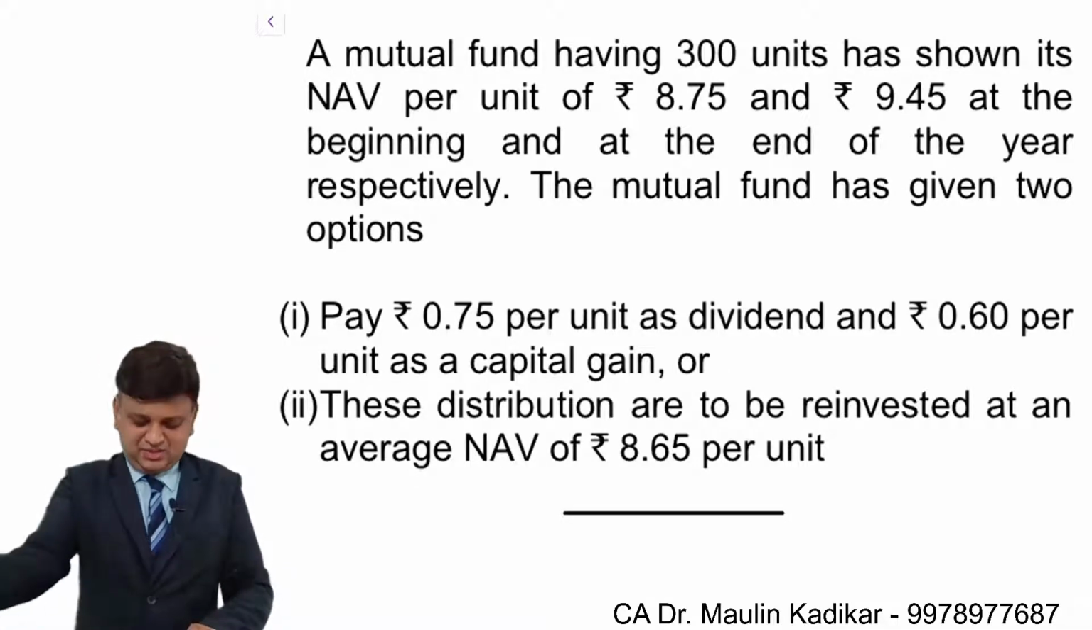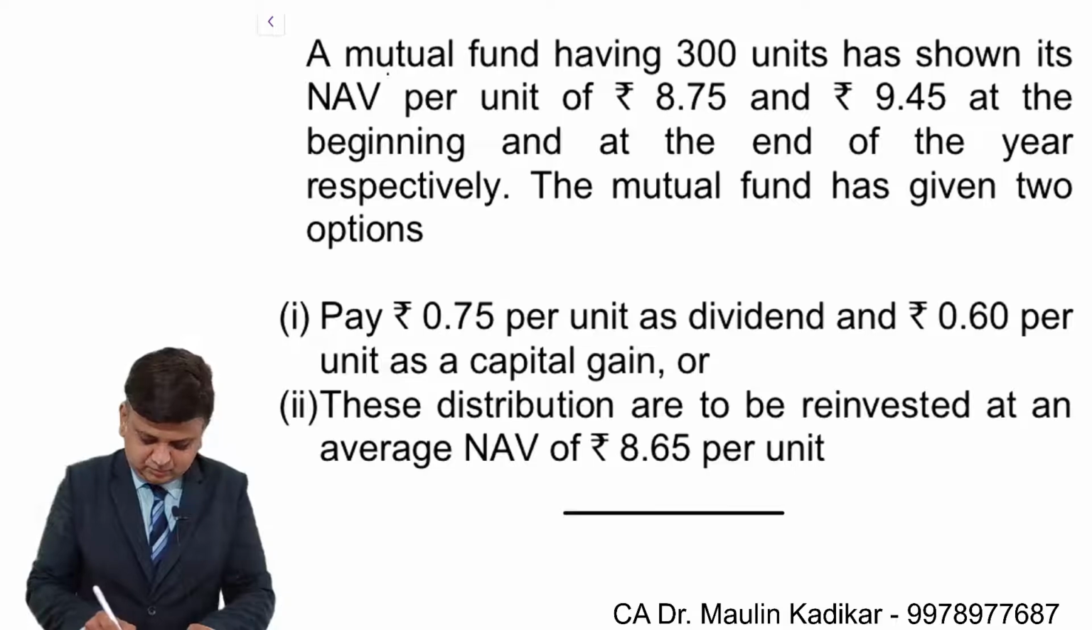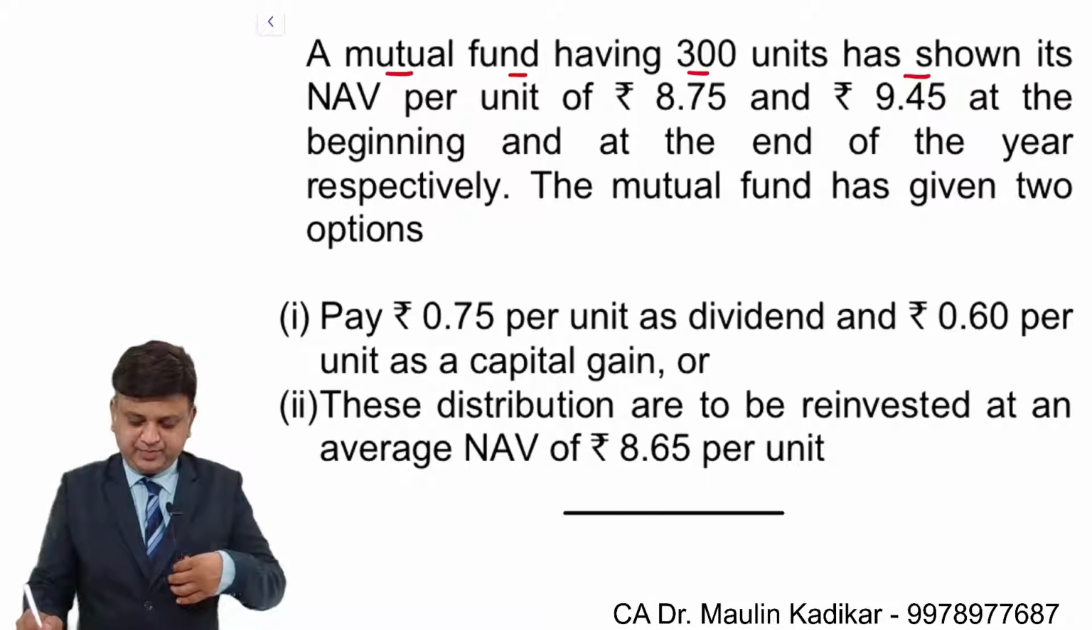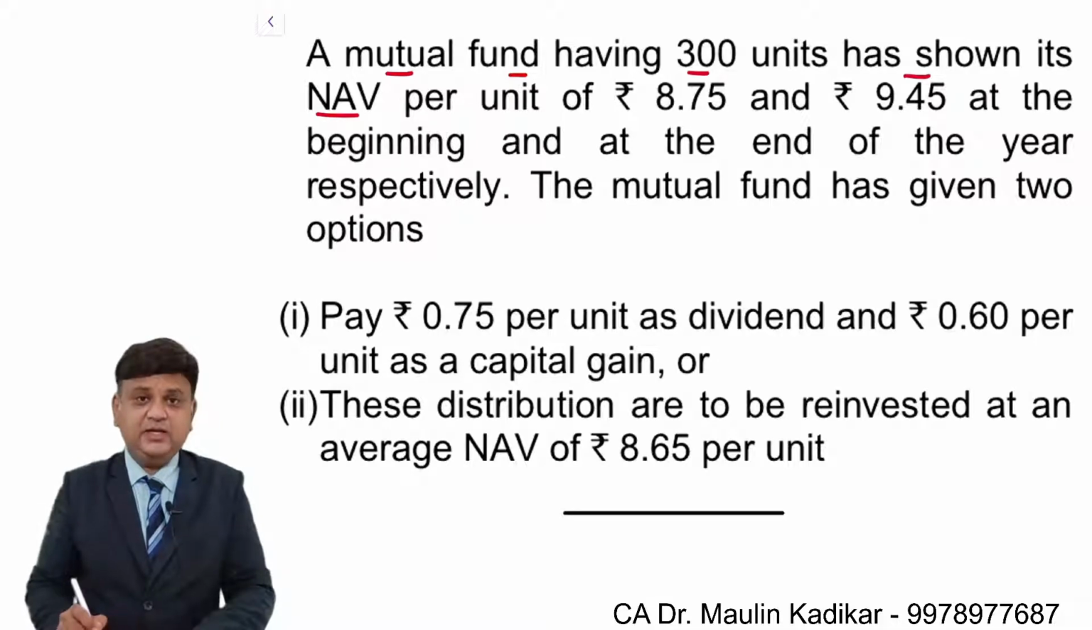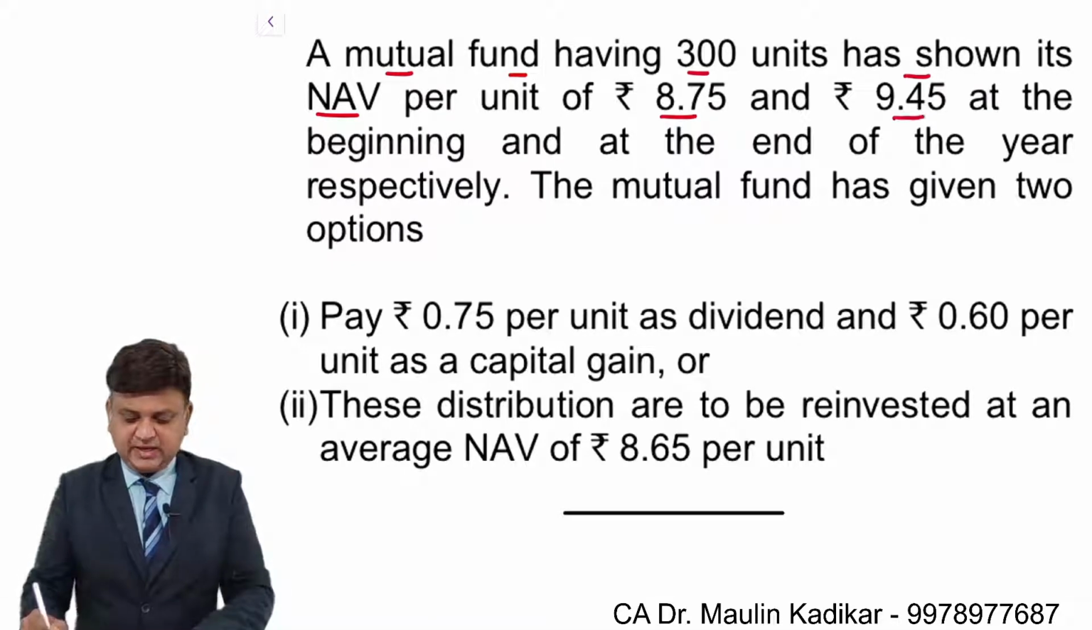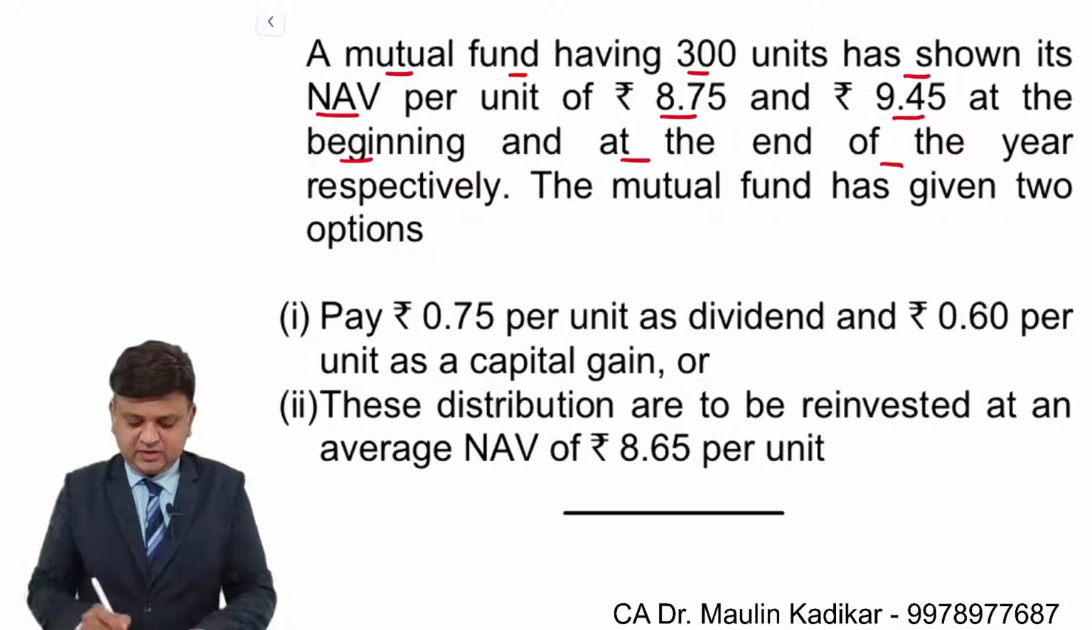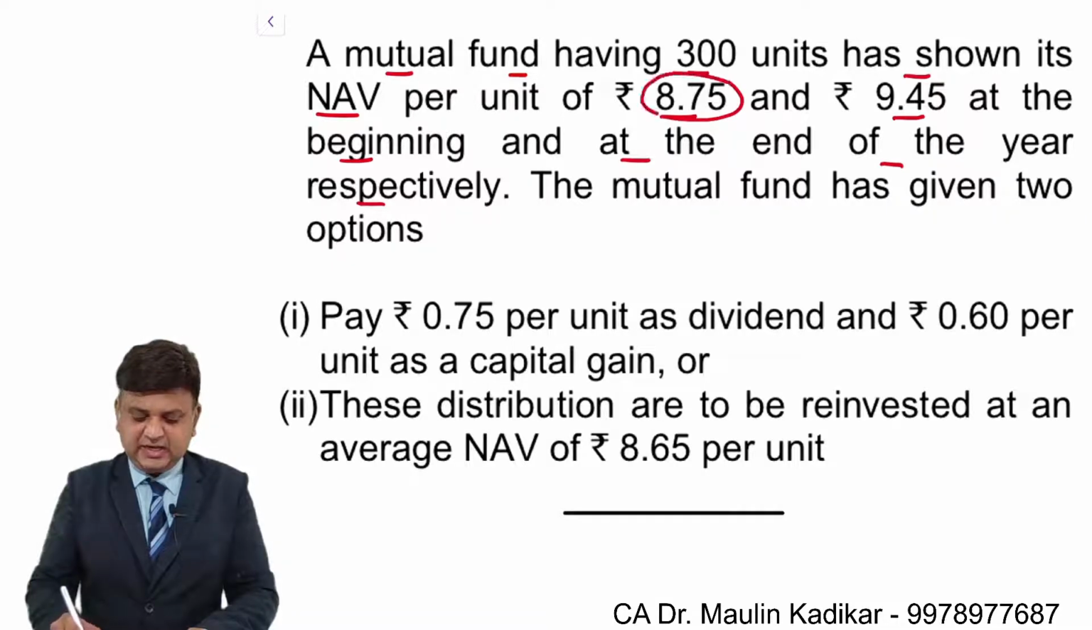Let us see the next question. A mutual fund having 300 units has shown its net asset value per unit 8 rupees 75 paise and 9 rupees 45 paise at the beginning and at the end of the year respectively. So this is technically NAV 0 and this is NAV 1.